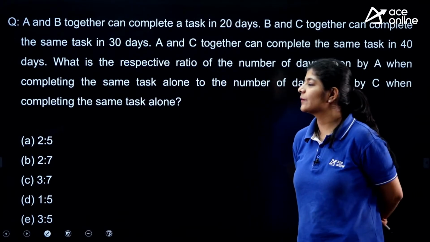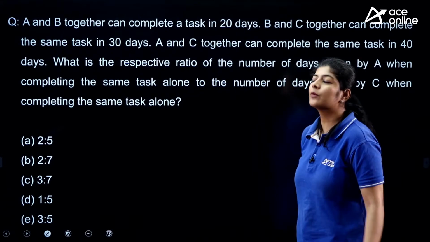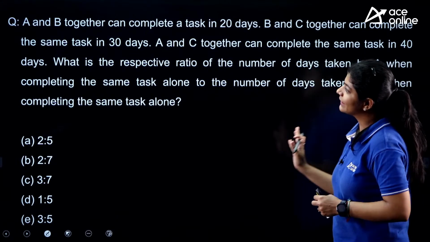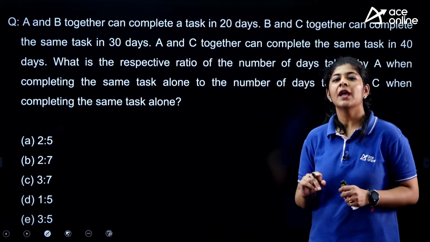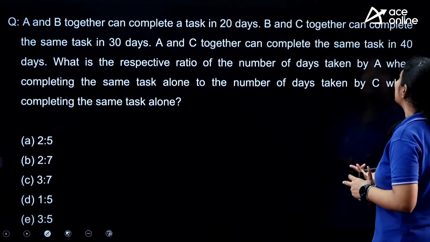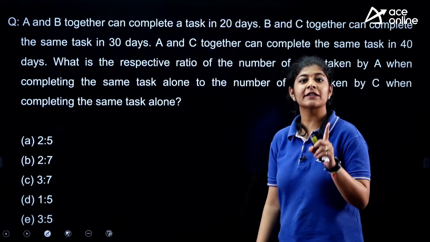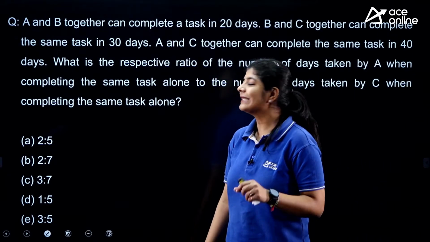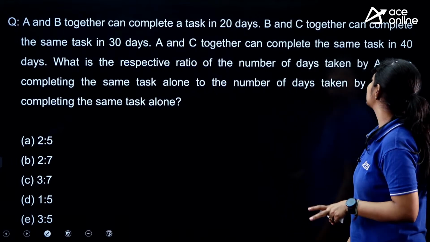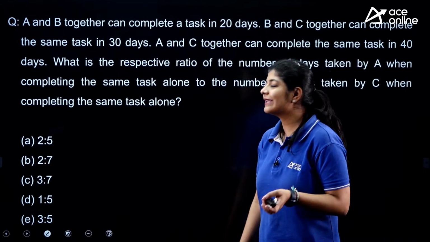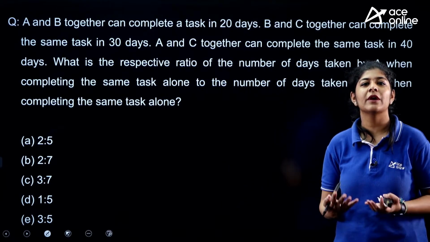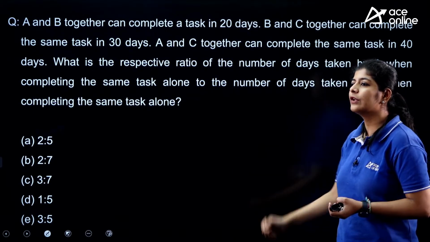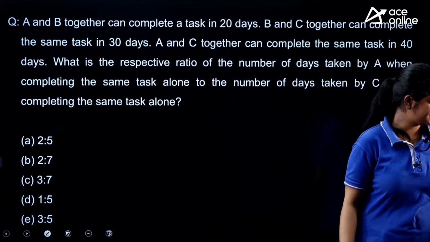This one is also a very easy one. The question is saying that A and B together can complete a task in 20 days. B and C together can complete the same task in 30 days. A and C can complete the same task in 40 days. What is the respective ratio of the number of days taken by A when completing the same task alone to the number of days taken by C when completing the task alone? It's a very simple one. First, you simply need to find out the individual efficiency. As you get the individual efficiency, you need to find out the ratio. It's a very, very easy one.